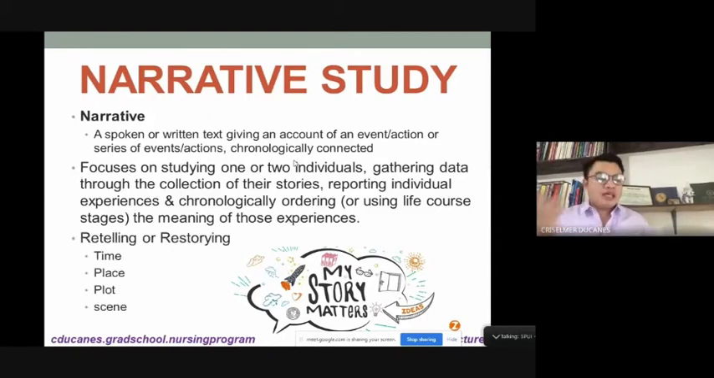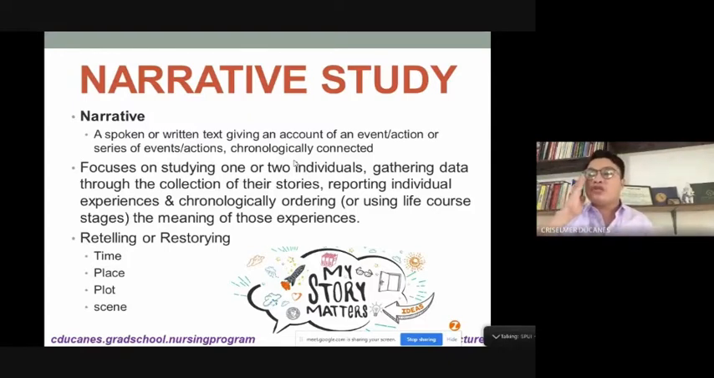And the technique that we use here in your narrative story is retelling or restorying. Okay, as what I have said, you read their interview transcripts. Okay, then you look for patterns, you look for chronological events or sequencing. Then that's the time you narrate. Okay, you restory it or you retell it. So that is what you will write in your chapter 4.